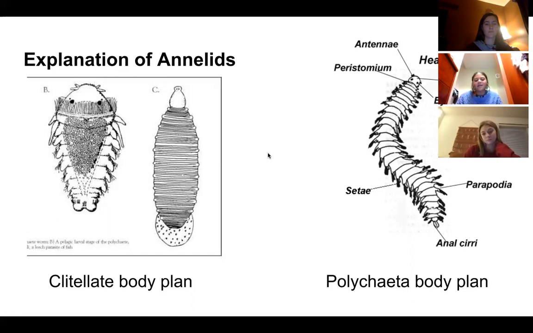The second hypothesis was that the polychaetes had the most primitive body plan and that the annelid ancestor was active and lived on the seafloor, as in the photo on the right where they have their little bristles and they would move around. DNA evidence showed that the common ancestor of annelids had a polychaete-like body plan, so the second hypothesis was correct.